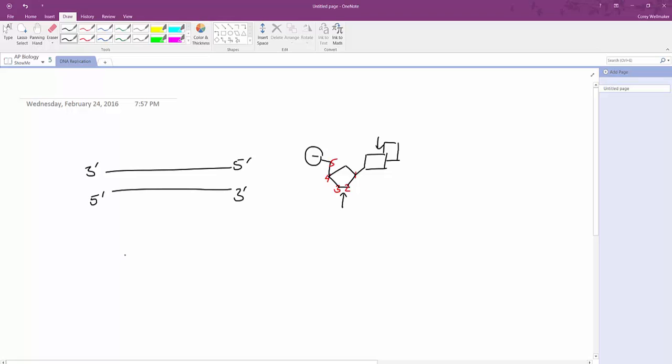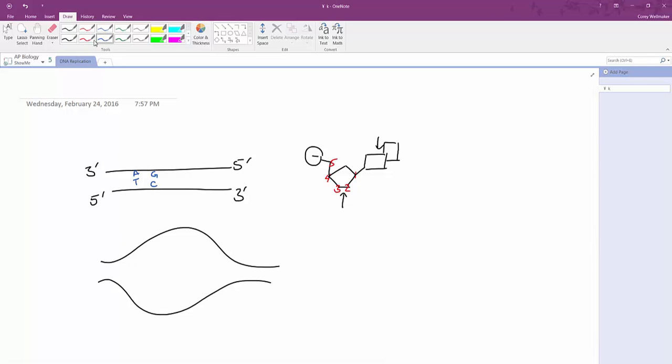So in order to initiate replication, I'm going to break the hydrogen bonds that are holding these 2 strands together. The hydrogen bonds are going to be between the adenine and thymine, and guanine and cytosine. And I am going to create a replication bubble. This is going to be the origin of replication, where I'm going to start laying down some primers.